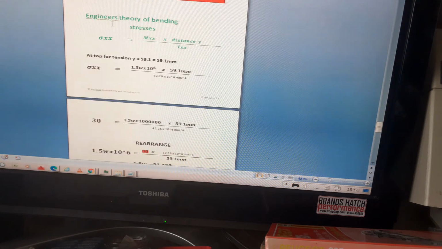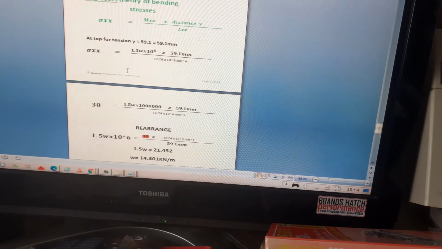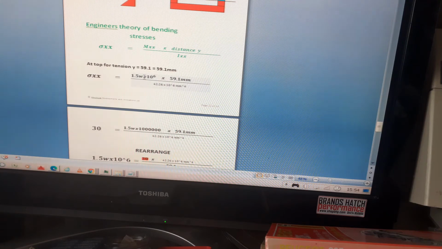So again, we use the engineer's theory of bending stresses. Sigma xx equals Mxx times distance divided by second moment of area. Now, for the tension at the bottom, this time y is 59.1. So 1.5 W, that's the moment that we calculated from the last video, times a million, times 59.1 divided by 42.26 times a million.